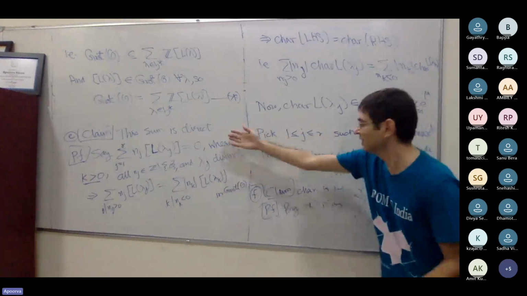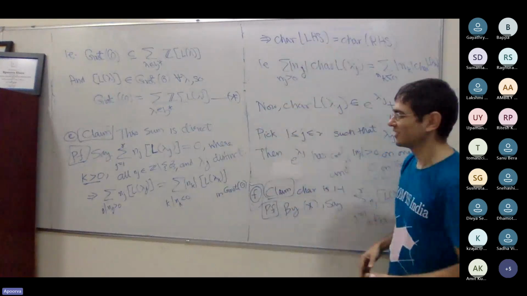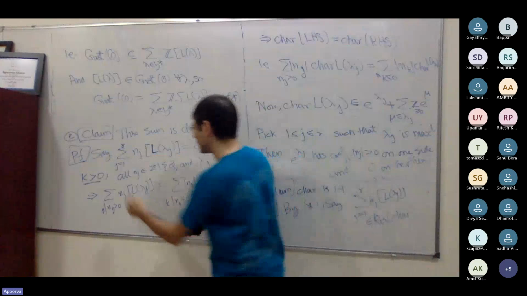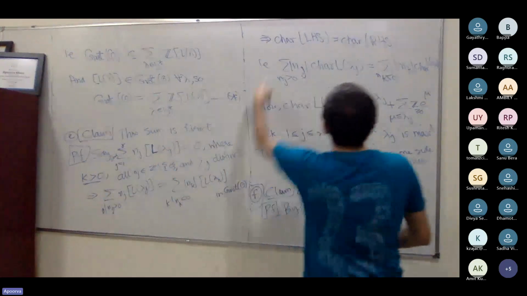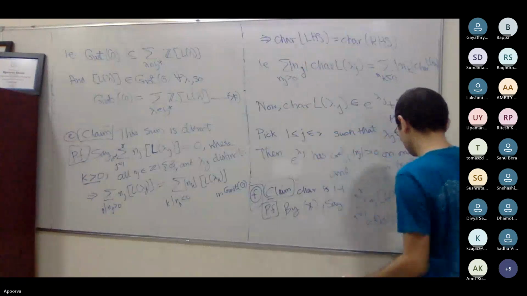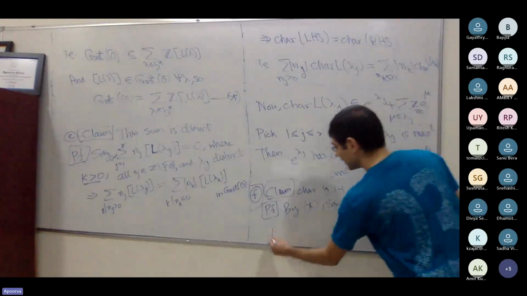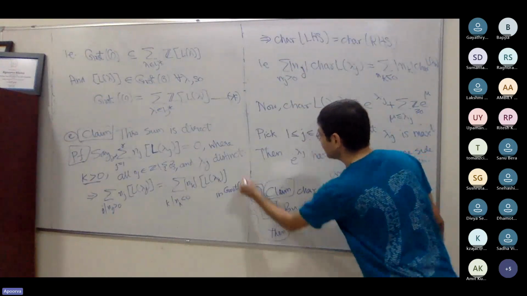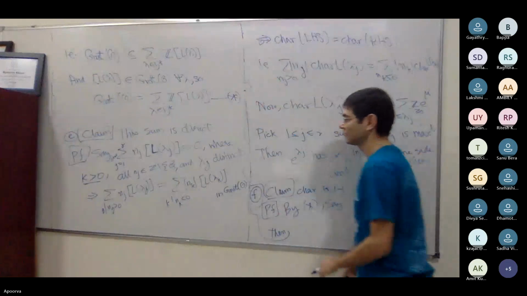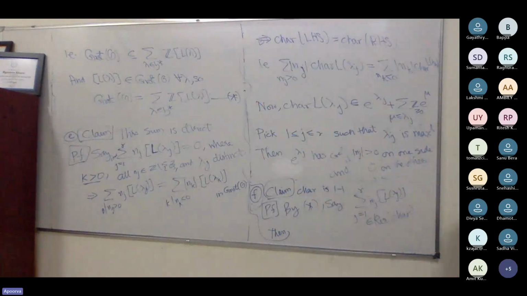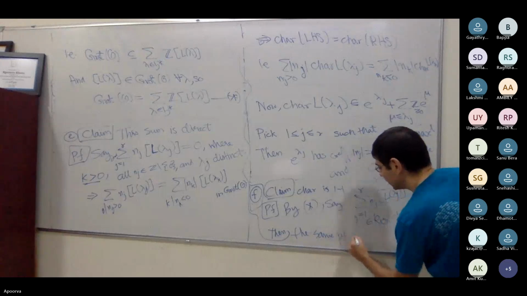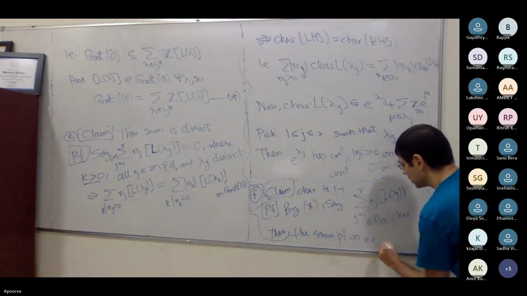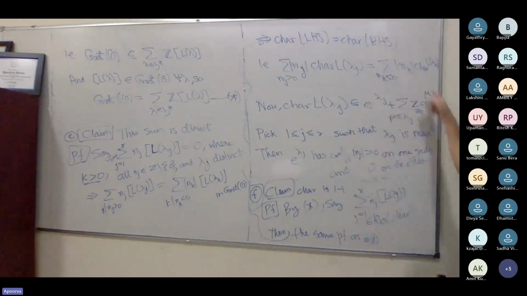Then I just wrote down the same proof. That means that the character, if you apply the character here, is equal to 0. So this is the character of this, which means we come back to this. Then basically it is the same proof as in E, and it shows that this cannot happen.